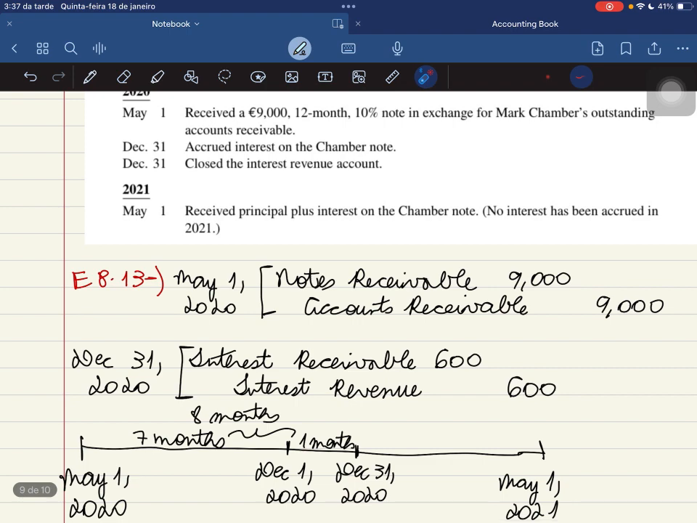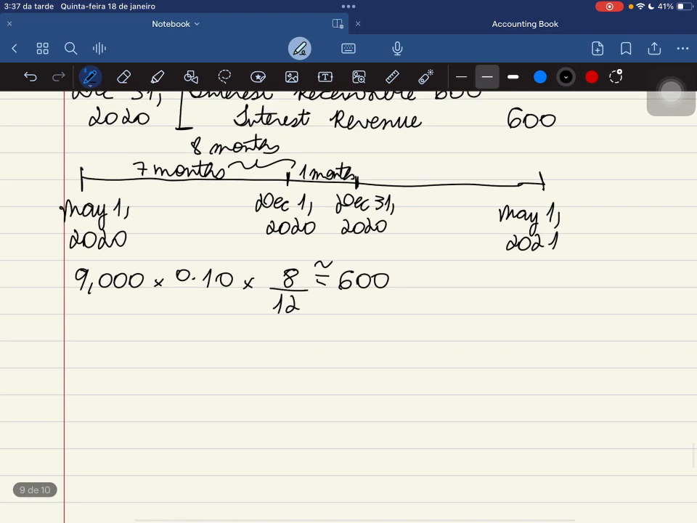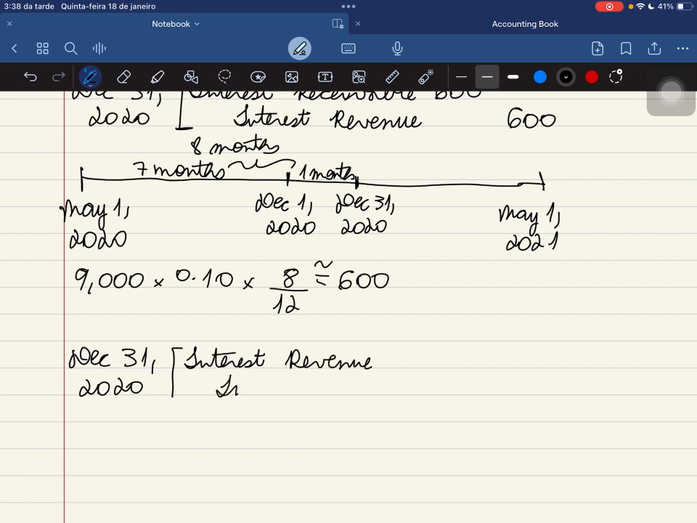Then on the same day, December 31st, we have to close the interest revenue account. I don't know if you guys remember, but income summary is the account that we use in order to close the revenue and expense accounts, right? So we're going to be dealing with income summary right now. Here, we are going to have interest revenue and income summary, like I said.